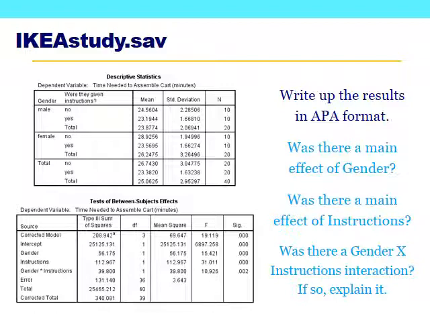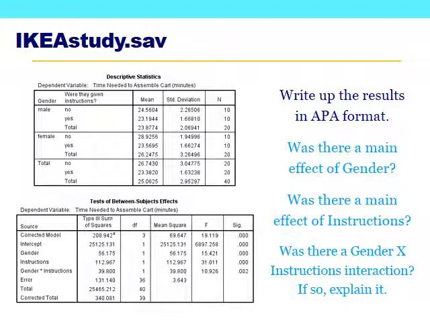Overall, men who participated in this study took an average of 23.88 minutes to assemble the kitchen cart. Women who participated in this study, overall, took an average of 26.25 minutes to assemble the same cart. The fact that we have a significant main effect of sex means that overall, men assembled the cart significantly faster than women did.